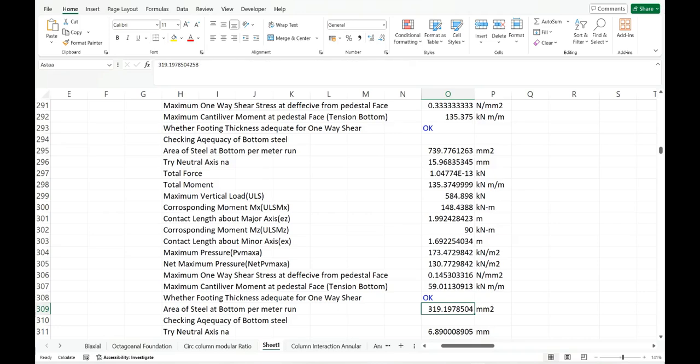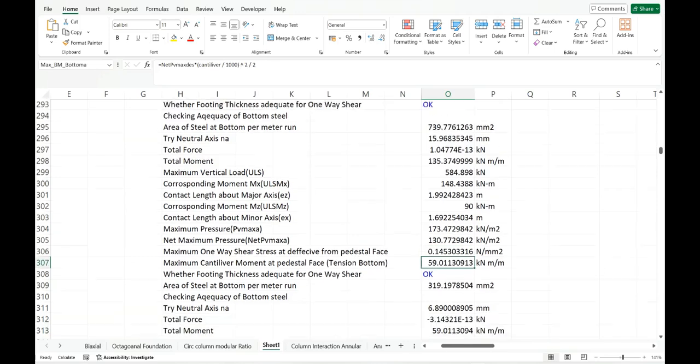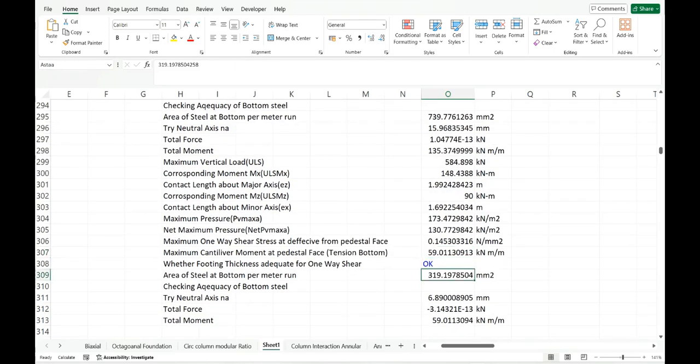The same calculations are repeated here for the bearing pressure, which is 173.473. We have calculated a net pressure of 130 kilonewton per meter squared. Then we have calculated the one-way shear stress, which is 0.145. The maximum cantilever moment is 59 kilonewton meter, and the reinforcement is 319 mm squared. And we see that again the compatibility of forces and moment is achieved by providing that steel and a certain neutral axis, which is 6.89 mm. So this is all about foundation design.